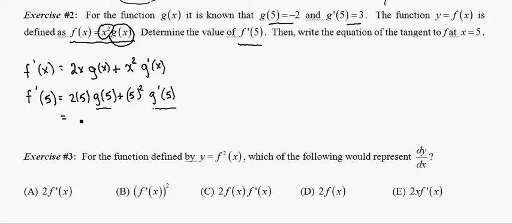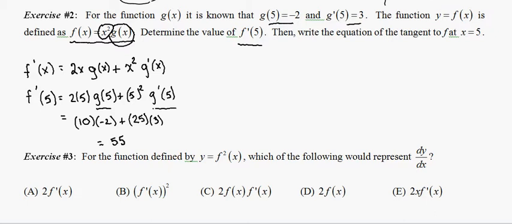I'm going to do a little bit of arithmetic right here. 2 times 5 is 10. g of 5 is negative 2. Of course, 5 squared is 25. And g prime of 5, according to this problem, is 3. When we work out all the arithmetic, that comes out to being a derivative. The derivative is the slope. So a slope of 55.